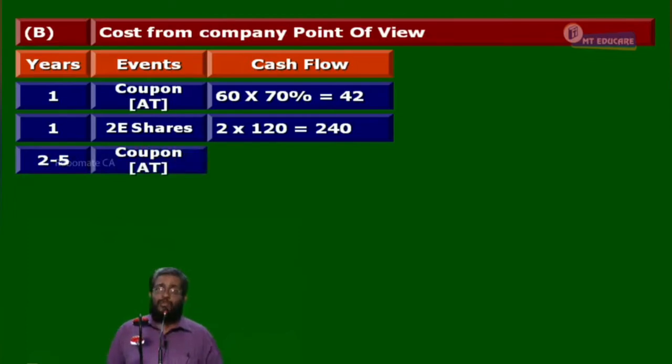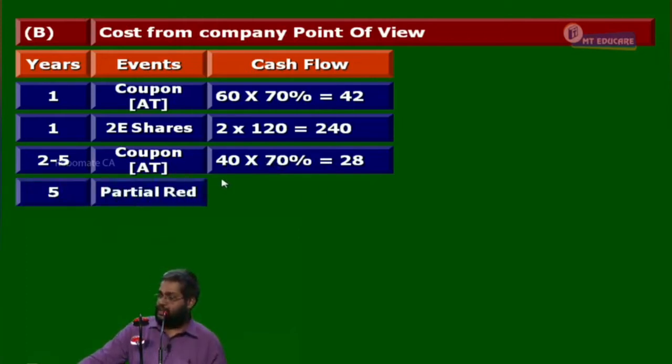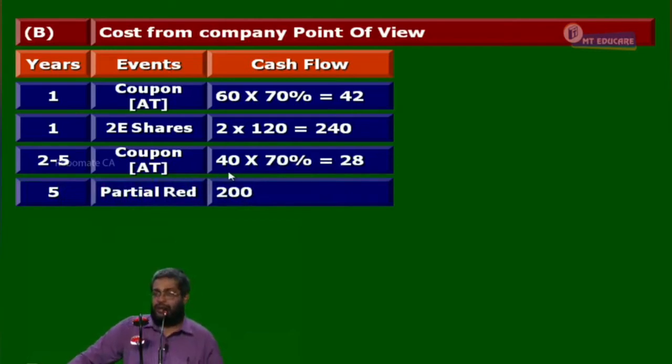Year 2 to 5 is coupon. Tell me, how much is the coupon? 10%. And on 400, how many rupees? On 400 it gives you 40 rupees. 40 into 70% is 28, because on the 40 rupees of coupon before tax, I save 30% tax, so after tax it is 28. Year 5, not an issue, partial redemption. It is 200.